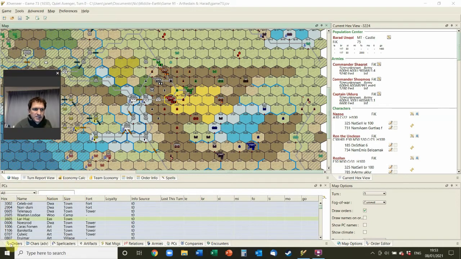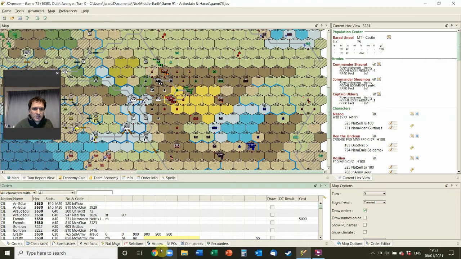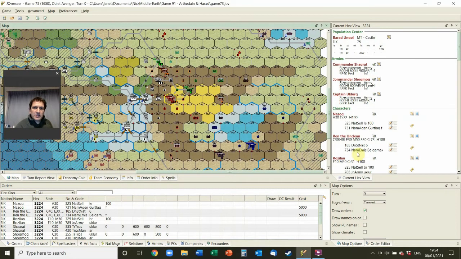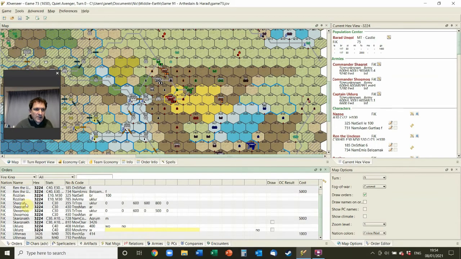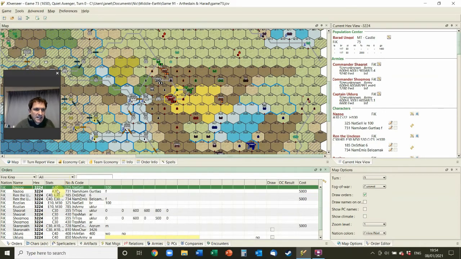We're going to have a look now at this section down here, orders, characters and all the rest. Again, there is a little drop down menu here, so you can choose which particular nation you want to look at for doing the orders with. I'm going to click on Fire King because we were looking at them, and I'll just make this section at the bottom a little bit bigger. You can see here we've got a list of all the characters by name, the hex of where they are, it's in bold if they're in the capital, and it then gives you their stats.